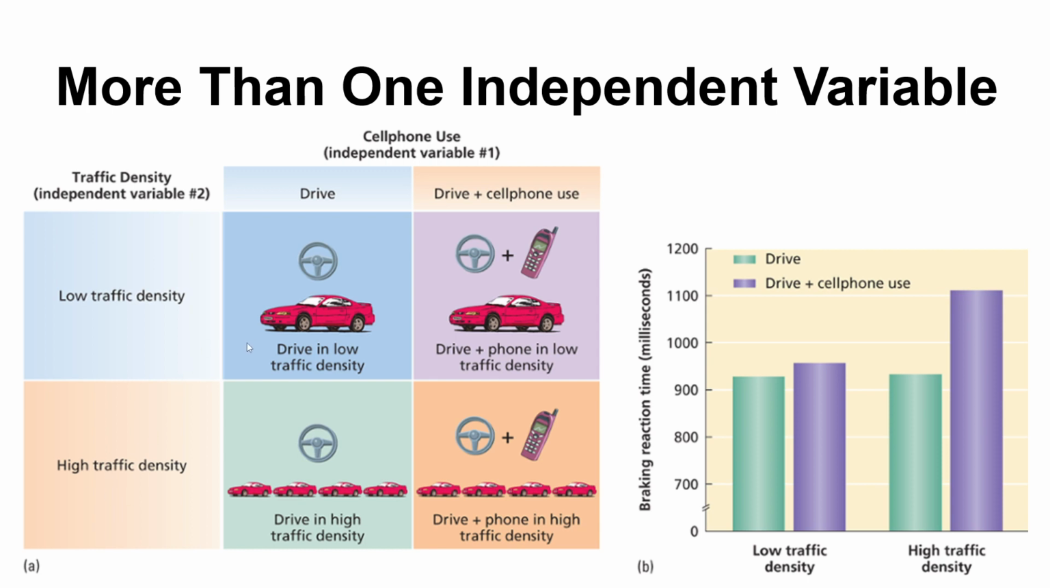So now we have four groups. So we have people who drive without their cell phone in low traffic density, people who are driving without their cell phone in high traffic density, and then people driving with their cell phone in low density and with their cell phone in high density. So now we have four groups so that we have each of the possible combinations of our two independent variables. So we'd say that each independent variable has two levels within it.